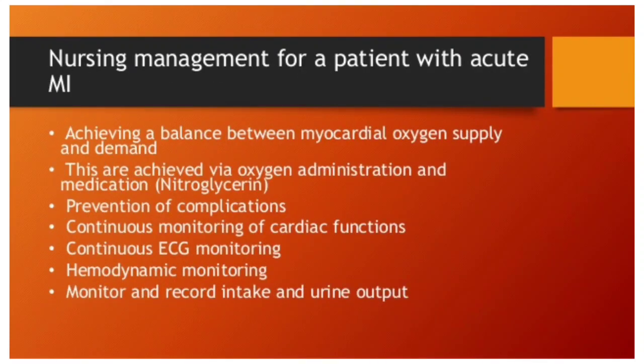Now, the nursing management for a patient with acute MI. What is the nursing management for this type of patient? First, achieving a balance between myocardial oxygen supply and demand. We have to maintain the balance between oxygen supply and demand. This is achieved by oxygen administration and medication.